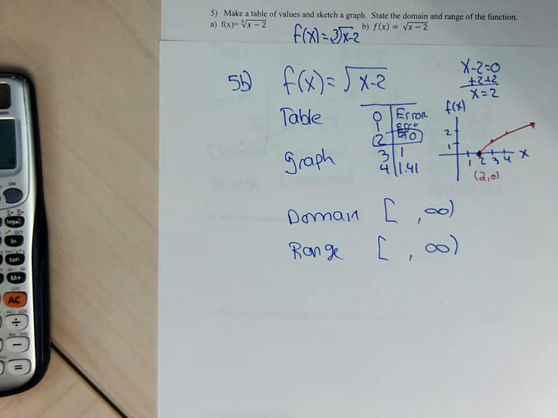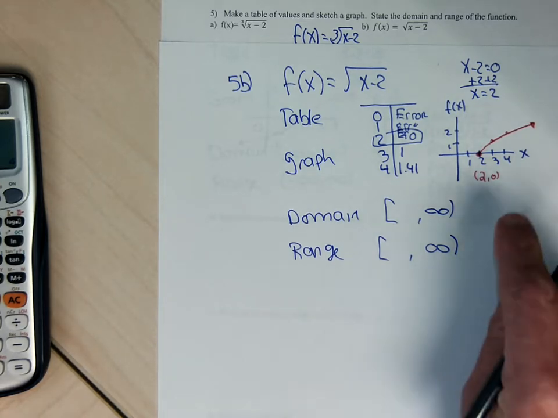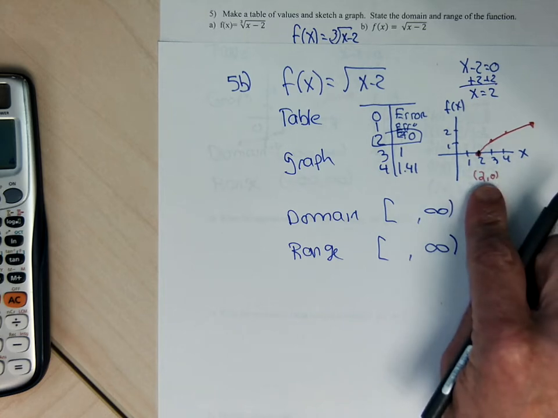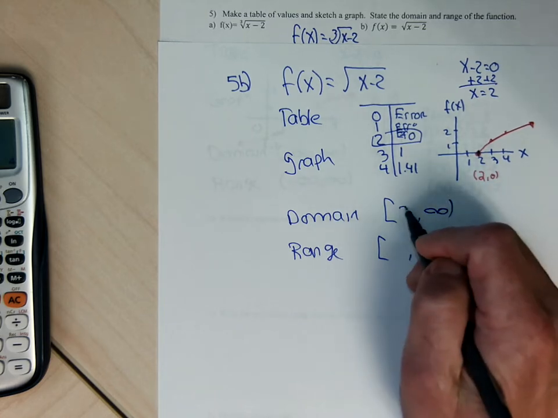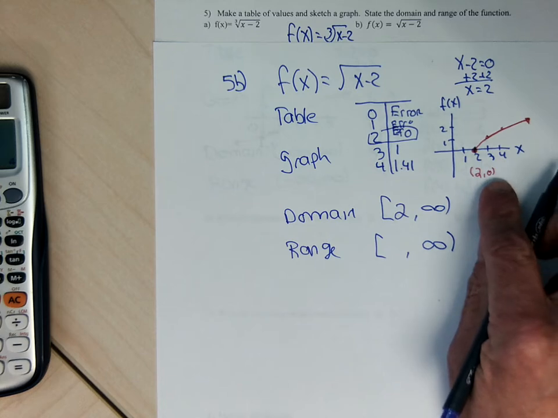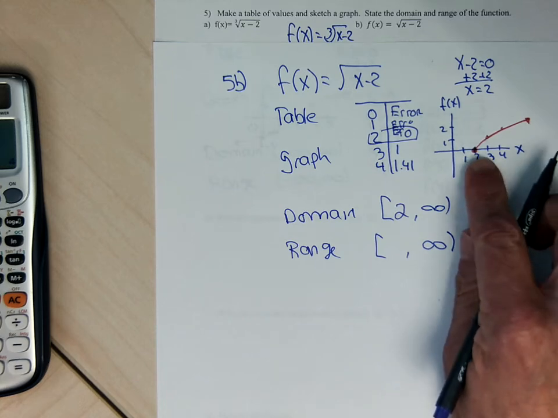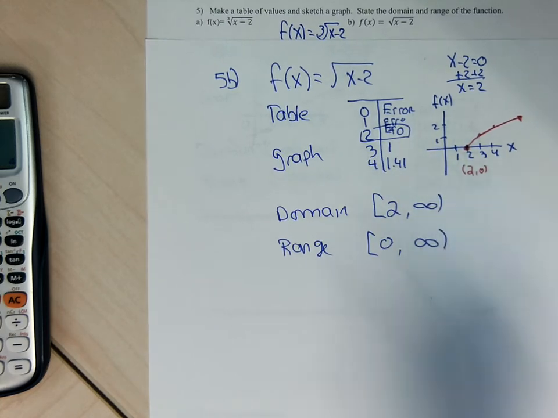So that's my graph. The domain is going to start at the x coordinate of the starting point, which is 2. The range is going to start at the y coordinate of this point, which is the lowest point on the graph.